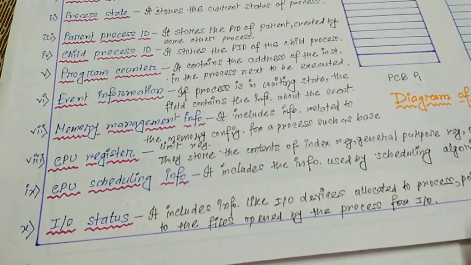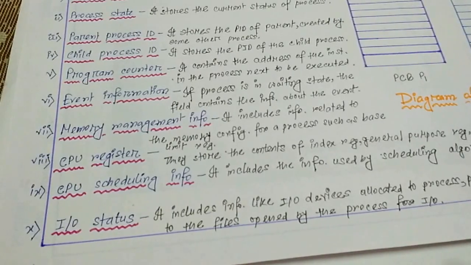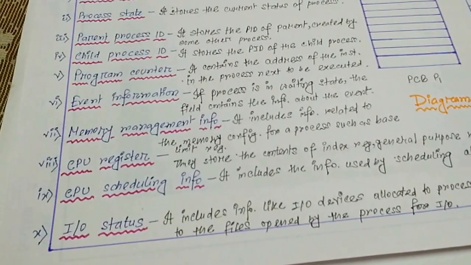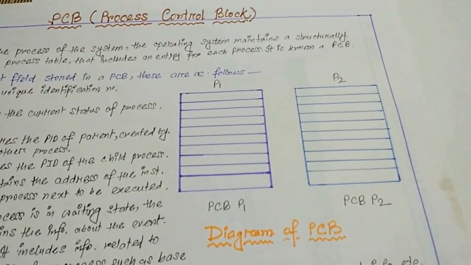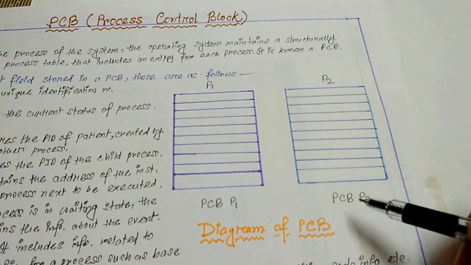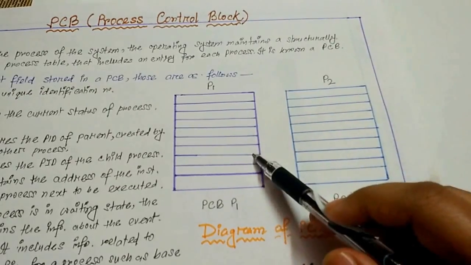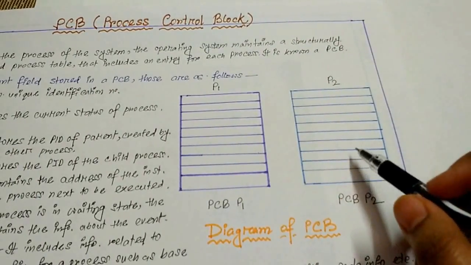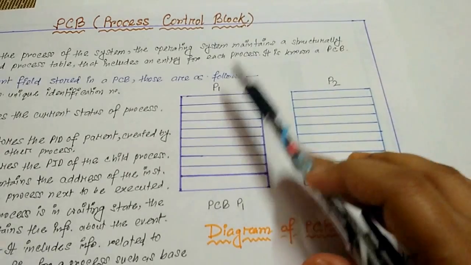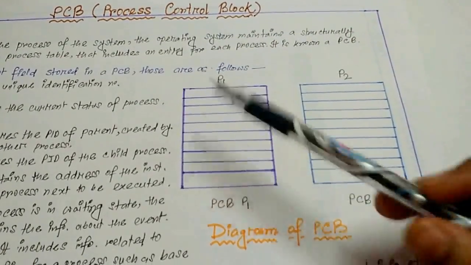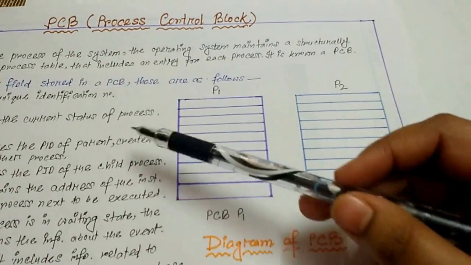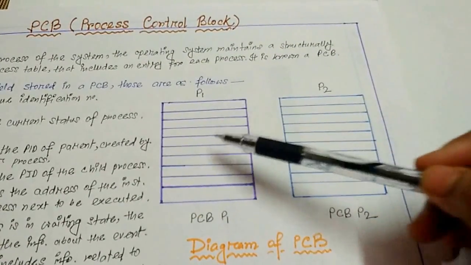These are all the fields which are stored in the PCB. This is the rough sketch of PCB block. This is PCB 1, this is PCB 2. This is for the process P1 and P2. In these slots, the fields are stored.